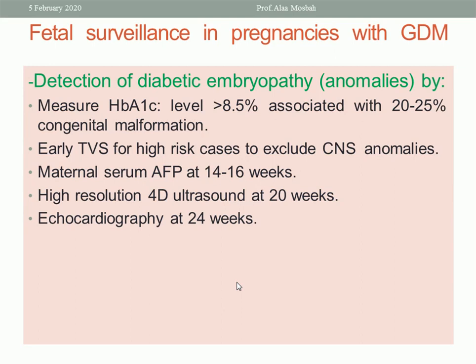Yearly transvaginal sonography for high-risk cases to exclude CNS anomalies. Do maternal serum alpha-fetoprotein at 14 to 16 weeks in high-risk cases. Do high resolution 4D ultrasound at 20 weeks to exclude congenital anomalies. Echocardiography at 24 weeks to exclude congenital heart anomalies.